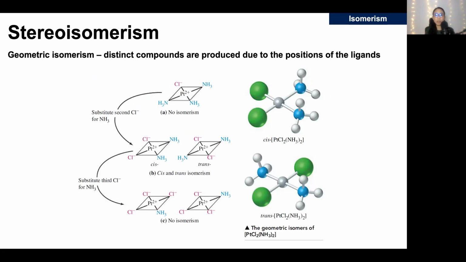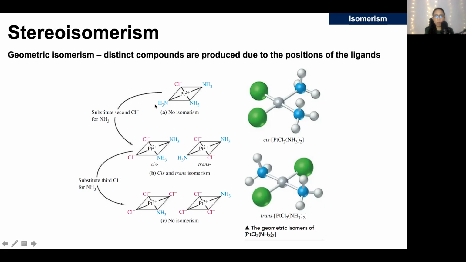The first one is geometric isomerism. So this one is due to the positions of the ligands. So it's the position. The mode of attachment is still the same. It's just the position of the ligands that differ. So for example, if we consider a square planar structure, for example, we have a platinum center, and the ligands, you have 1 chloride and 3 ammonia molecules. Now, this doesn't generate any isomerism.